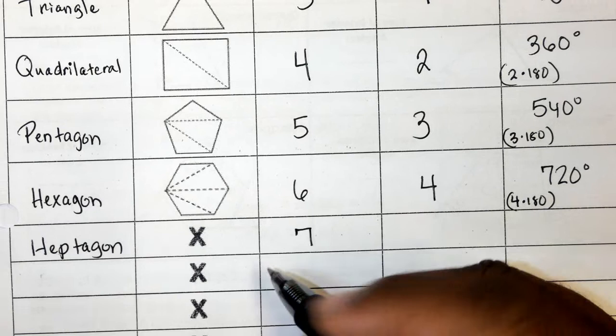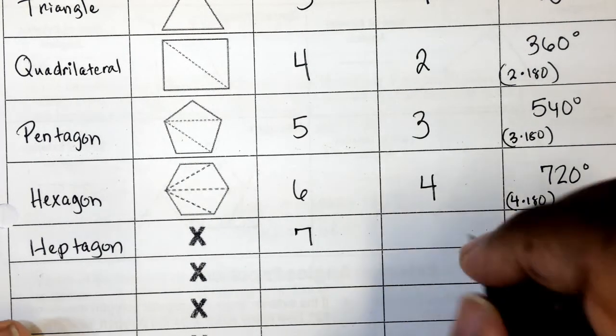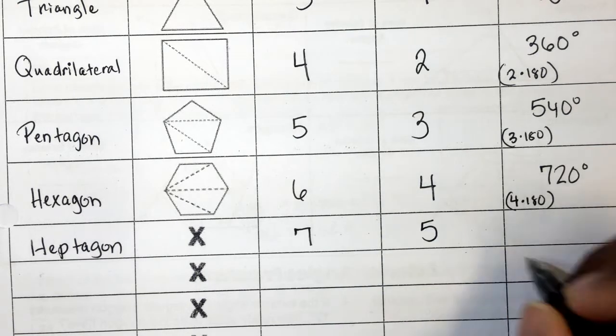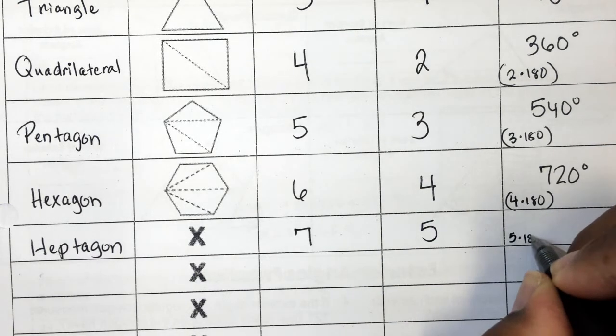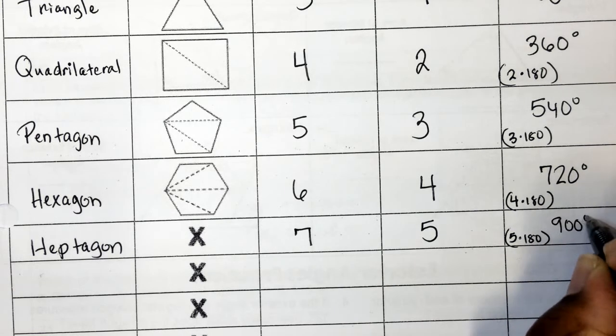Heptagon. Oh, after this, obviously we start drawing the pictures out because you can figure out the rest. How many triangles y'all think it's gonna have? 5. Yeah. Okay, so 5 times 180 is 900.